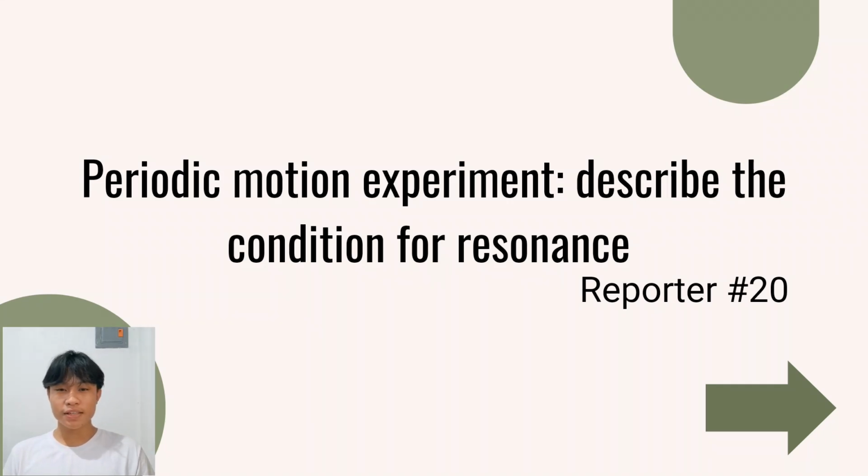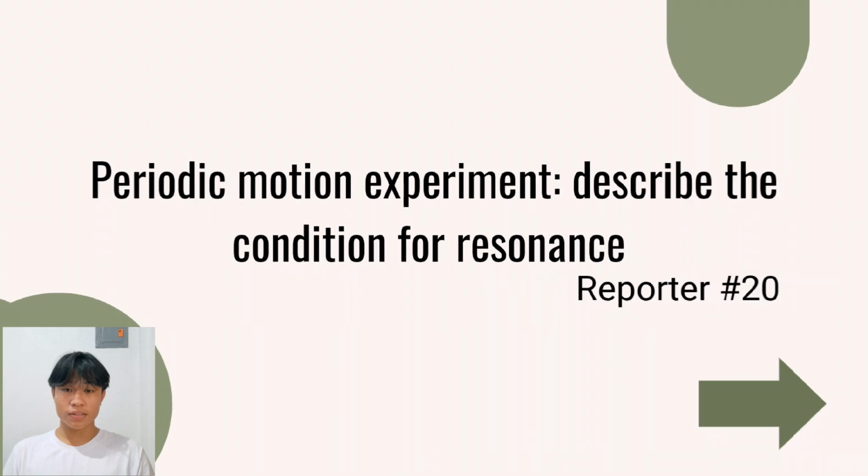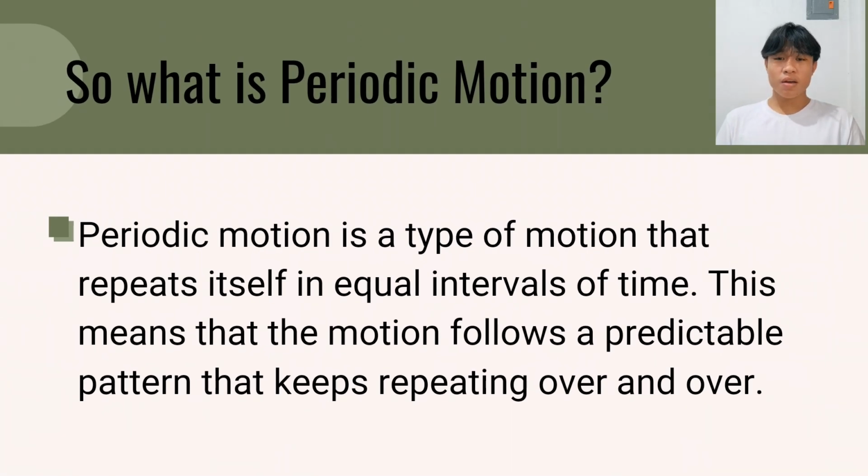My name is Ismael Sigalanto, and I'm the reporter 20, and my topic is periodic motion experiment. Describe the condition for resonance. So, what is periodic motion? Periodic motion is a type of motion that repeats itself in equal intervals of time. This means that the motion follows a predictable pattern that keeps repeating over and over.